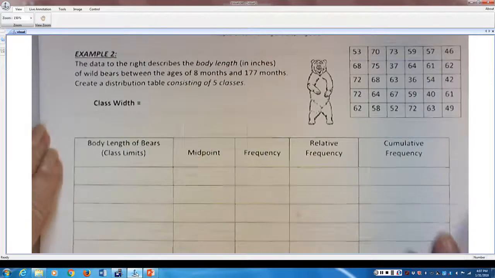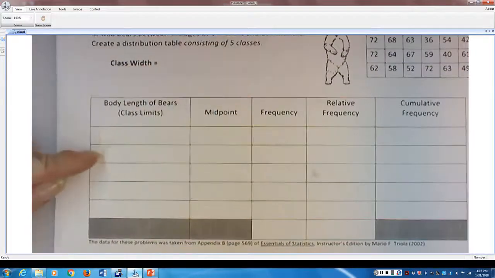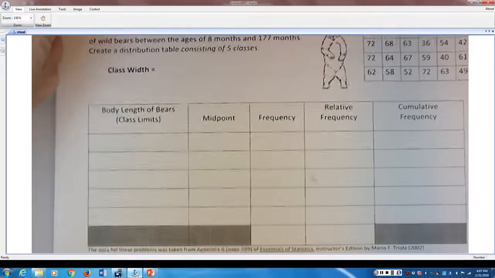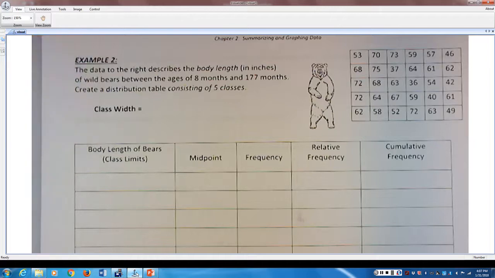We want to make a frequency distribution, which is down here, that has 5 classes. 1, 2, 3, 4, 5. Not 6 classes, not 4 classes, 5 classes. Your first step is going to be to load your data into your calculator just to make your life easier.